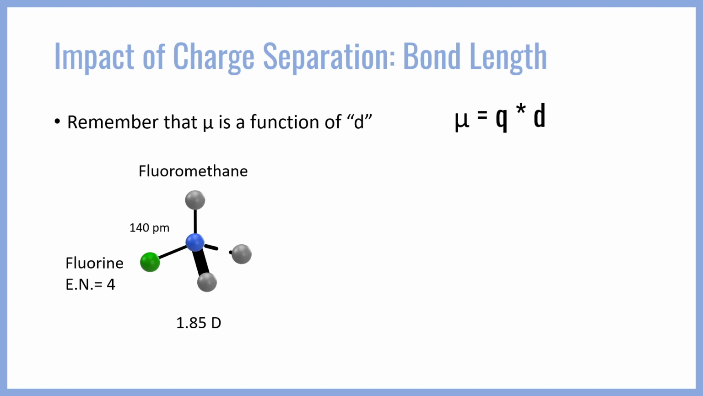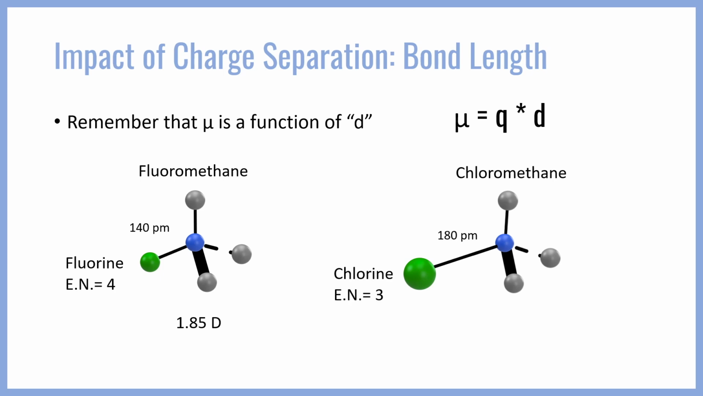Now, let's look at a very similar species, chloromethane, which has a Cl substituted for the F. Chlorine is a bit bigger than fluorine, which is represented in the diagram as a larger green sphere. Now, chlorine is going to have an electronegativity of about 3, which is markedly less than fluorine. So, based on that, we would expect that, with lower electronegativity, it's going to pull less strongly on the electron density and have a lower Q value, a lower charge separation. However, we also see that it has a larger bond length at 180 picometers. If we based our prediction solely off electronegativity, we would expect a lower dipole moment for this bond.